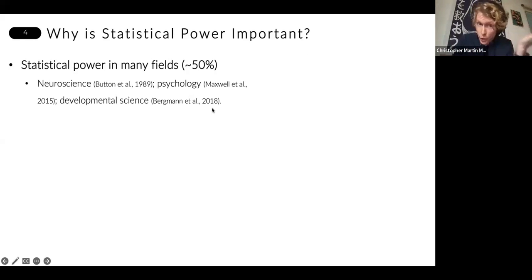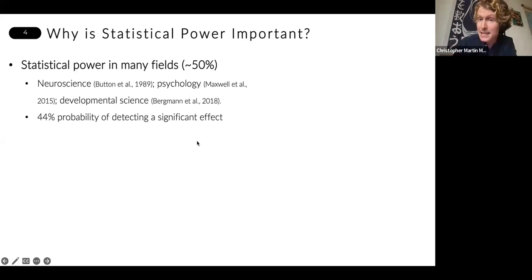And this is true for neuroscience, psychology, developmental science. I think it's below that. I think it was 43%, something like that. And really, this is an important figure, because what it means is that if there is a significant effect in the populations that we're interested in, then we only have 44% probability of detecting it. And that means about half of studies across the world have false negative rates or false null effects.